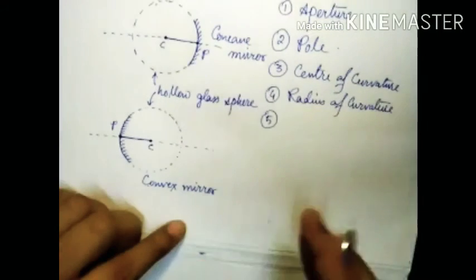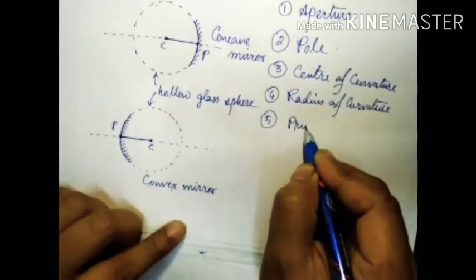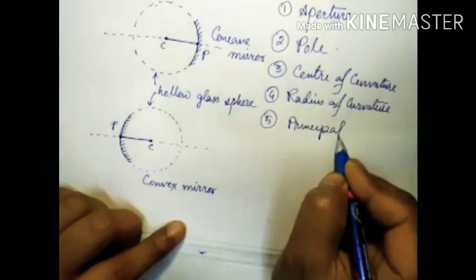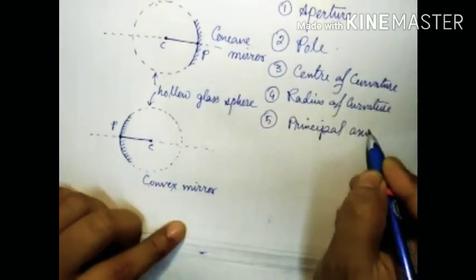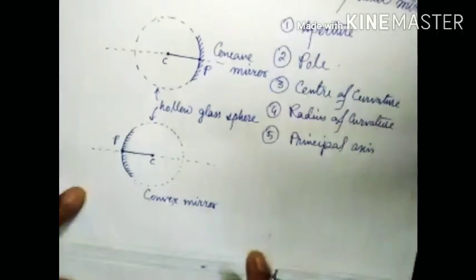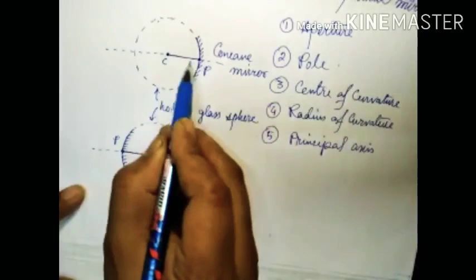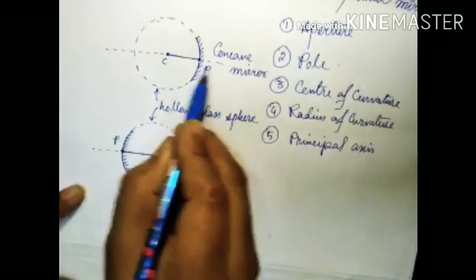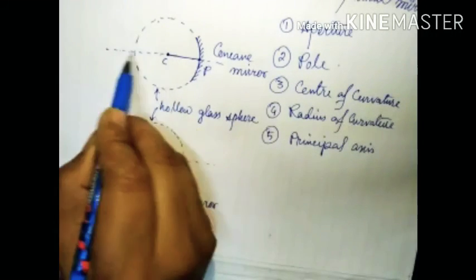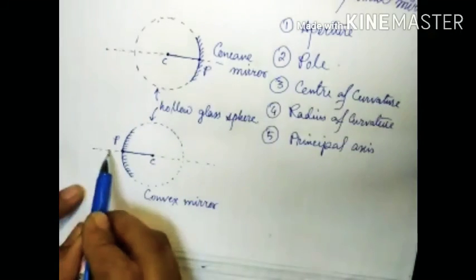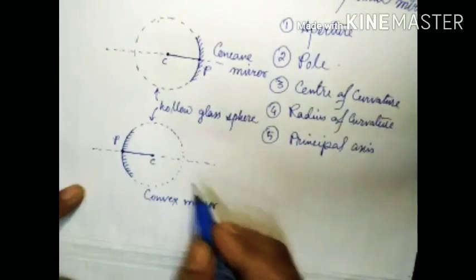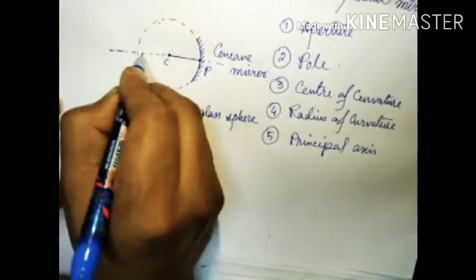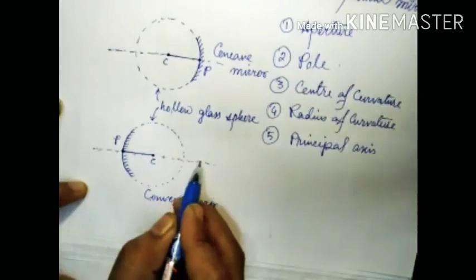Next one is the principal axis. If we join the center of curvature and pole, we will get one axis like this axis, which I have already drawn. This axis is called the principal axis. So here the principal axis is this one. Here the principal axis is this one.